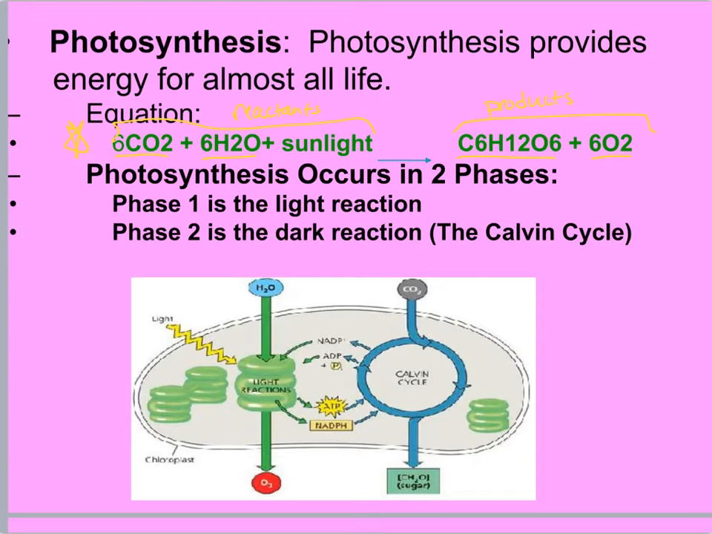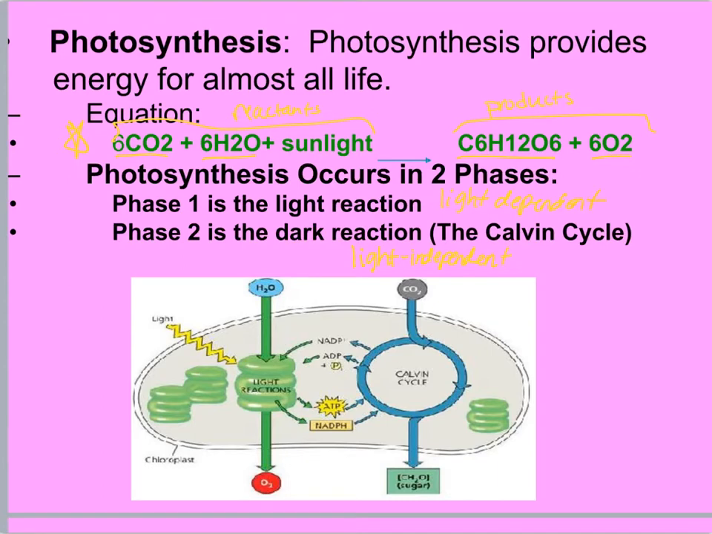So there's 2 phases, the light reaction and the dark reaction. The dark reaction is also known as the Calvin cycle. Another name is the light independent, because it does not need light. Another name for the light reaction is the light dependent.